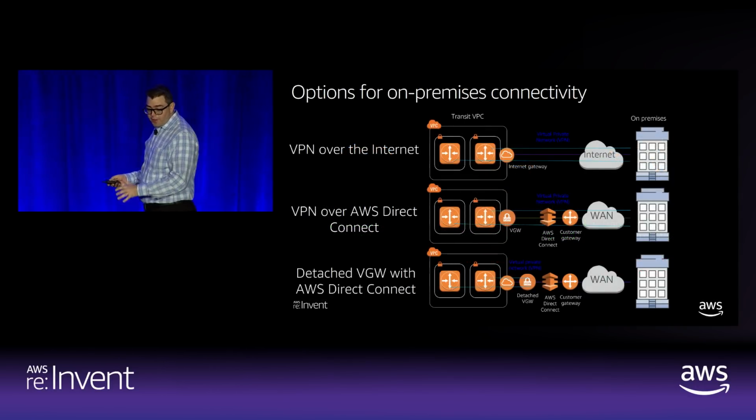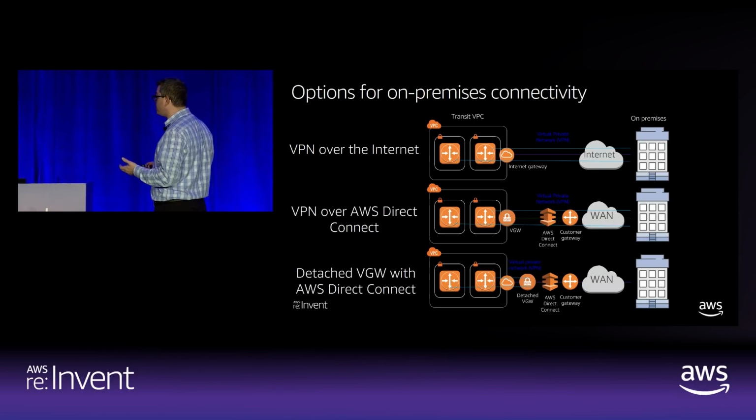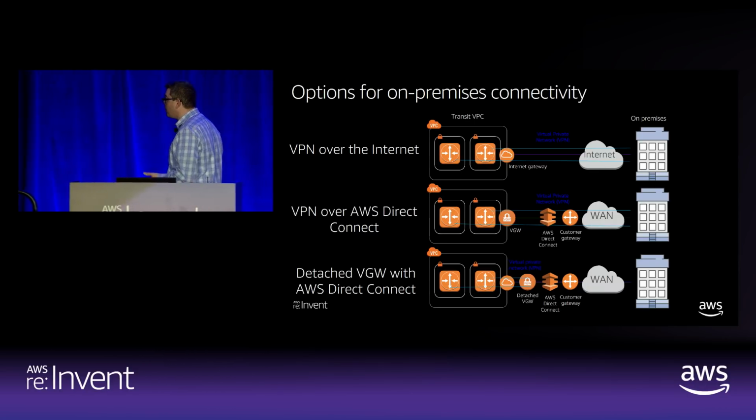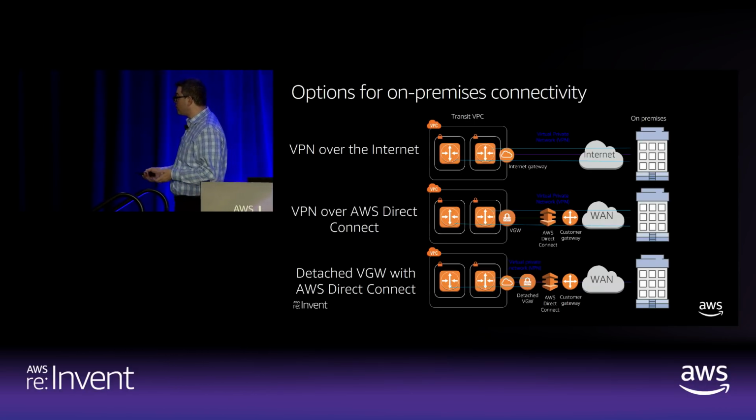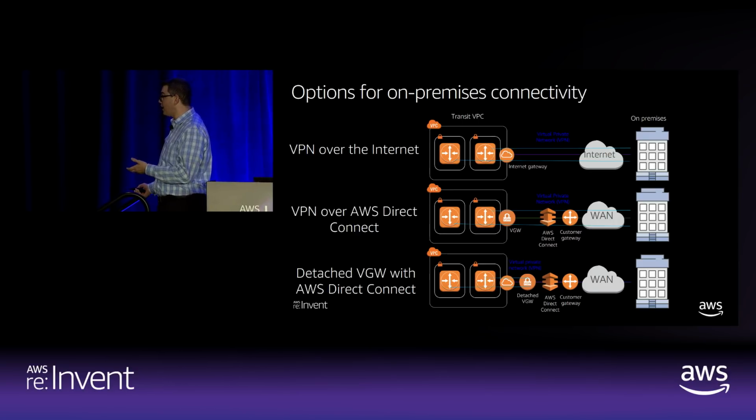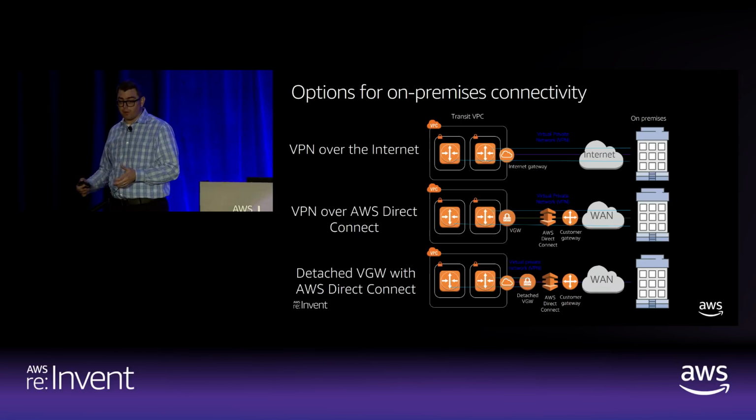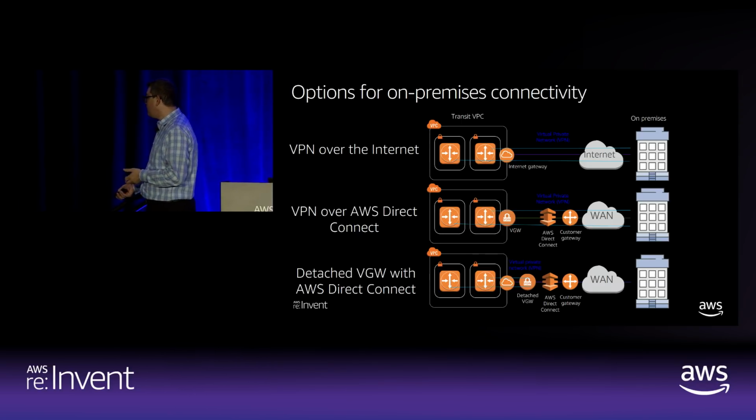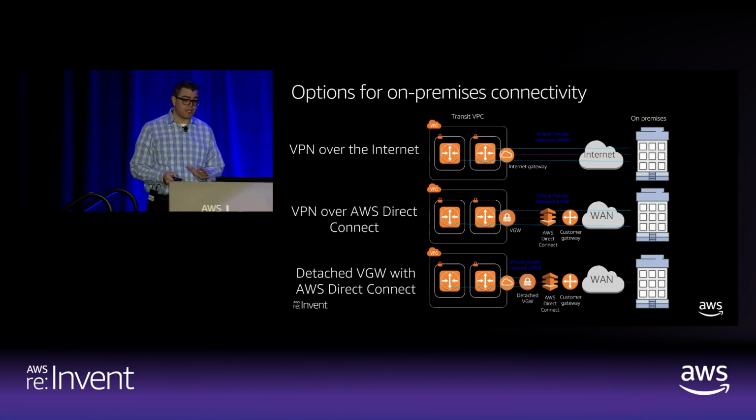So there's a number of other options for on-premises. You can have VPN. We talked about some of those problems, 1.25 gig. Management's a nightmare. VPN over AWS Direct Connect is a great option if you're using Direct Connect to allow you to enable customers through your on-premises if you want to route directly through your on-premises environment, and a detached VGW. So these are some of the options. I'm not going to go into too much detail.